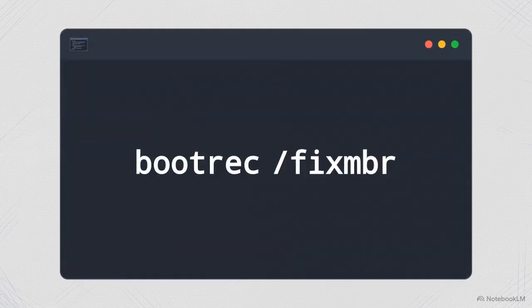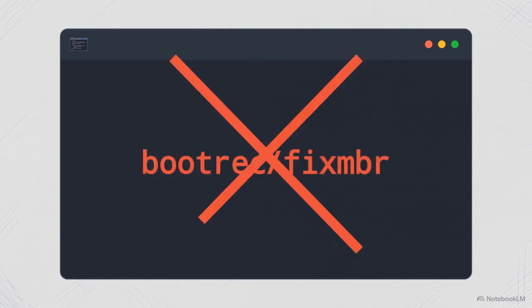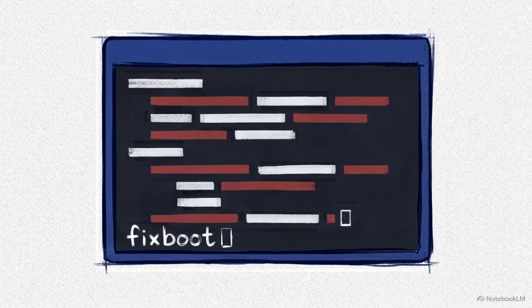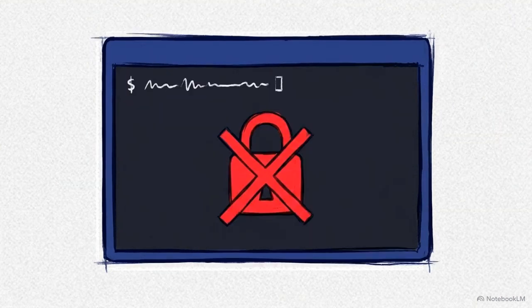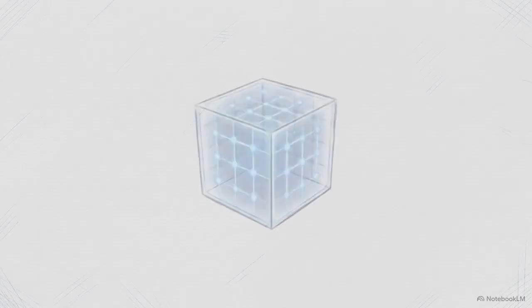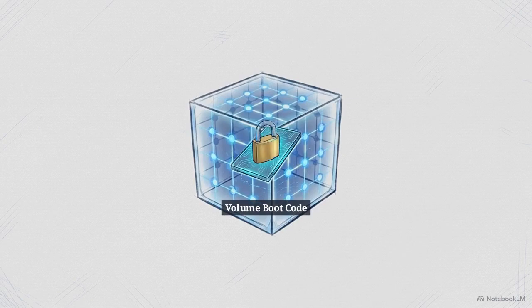The command line is highly strict about syntax. Make sure you include a single space immediately after bootrec and before the /. If you miss that space, the command will fail. The next logical step is to write a new boot sector using the fixboot command. But if you try this now, you will almost certainly get an access is denied error. Windows actively locks the volume boot code to prevent unauthorized overwrites.